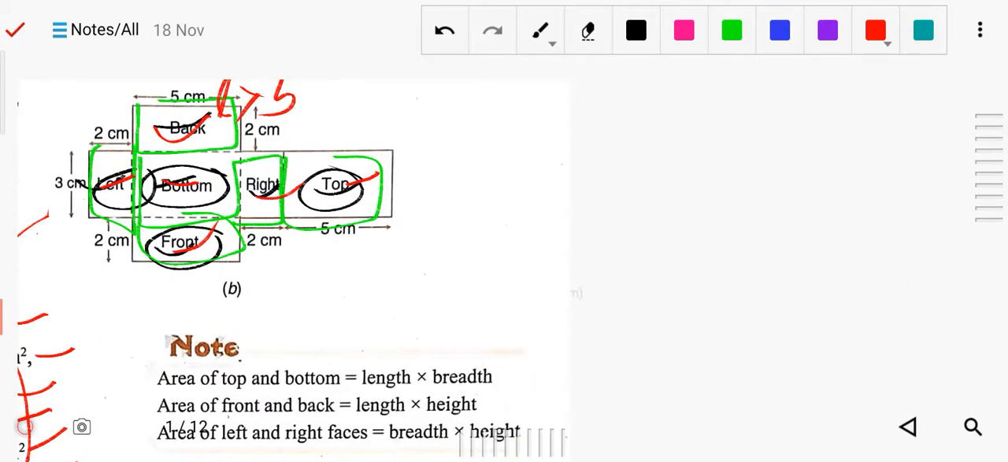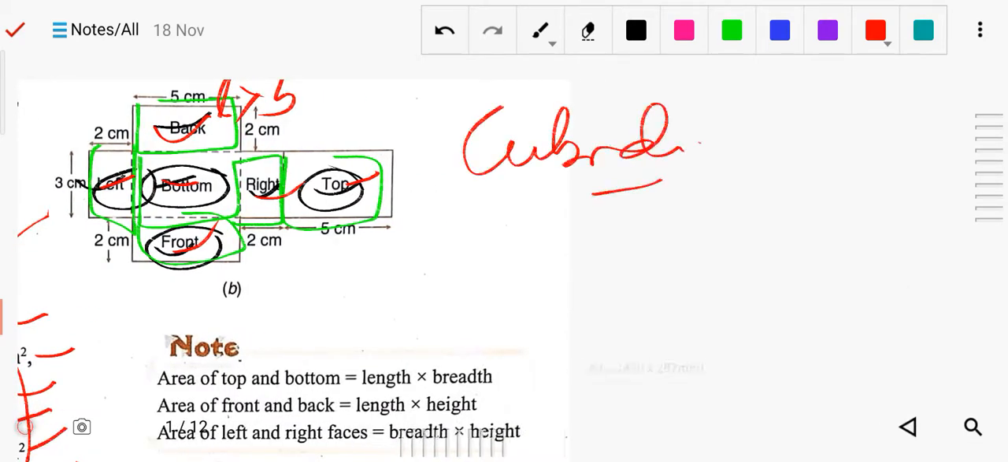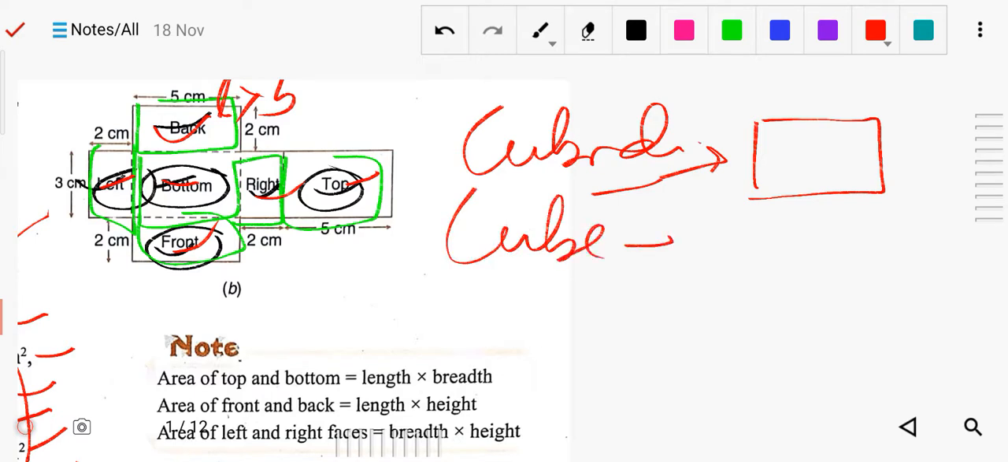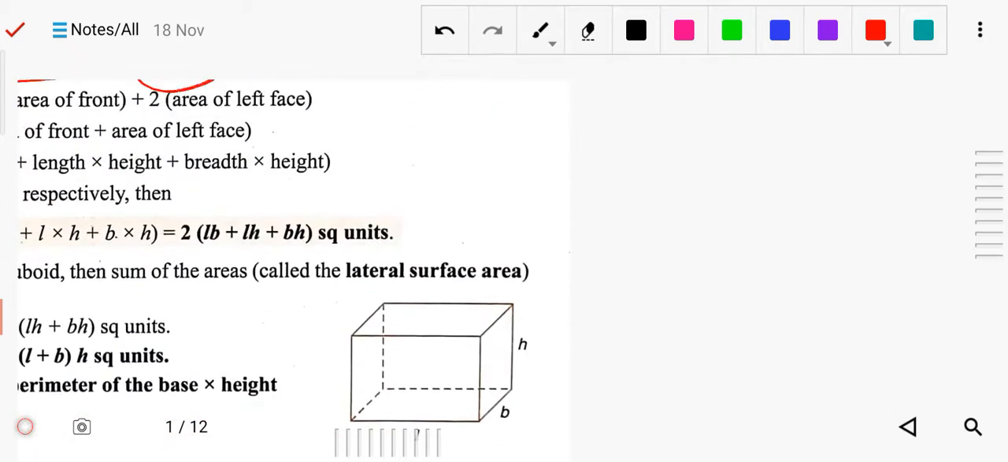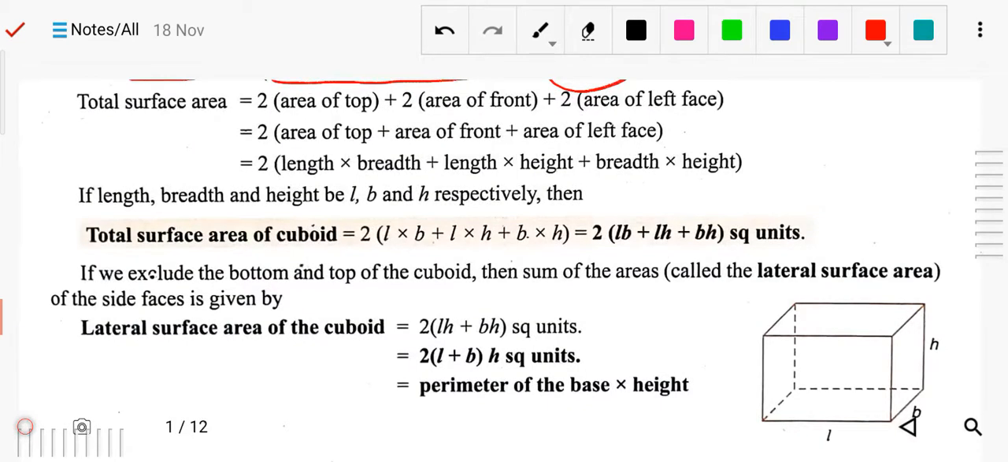One more thing: this cuboid is made of what? It is made of rectangles, a total of six rectangles. And for the cube, which type of shape is used? They use the square, and for the cuboid they use the rectangle. So whenever we find the area for the cube, we will use side into side. We will see that also. So you can learn this formula.